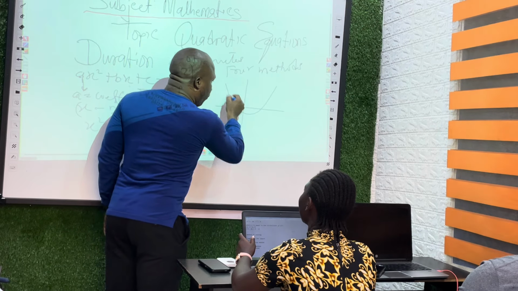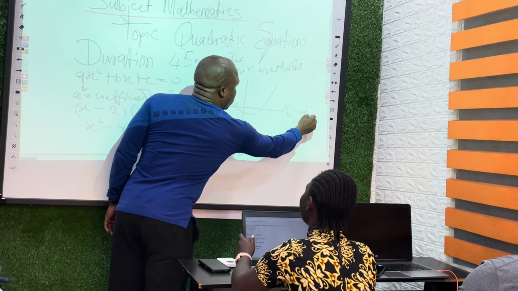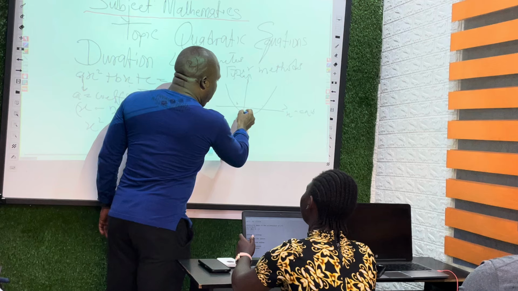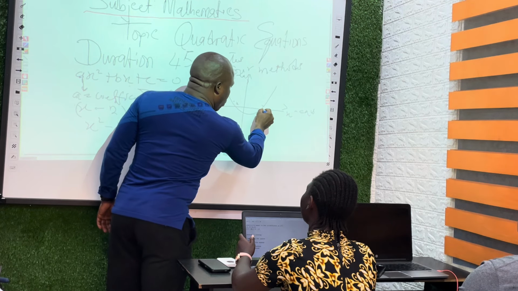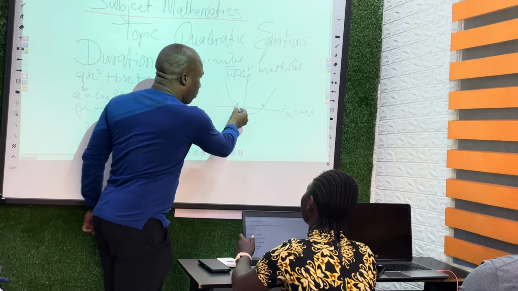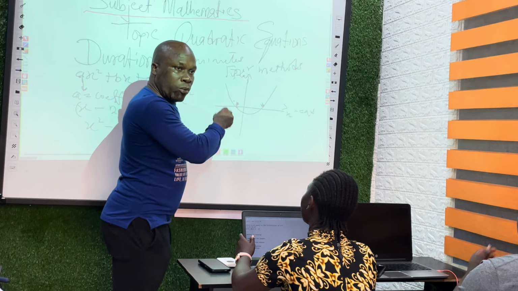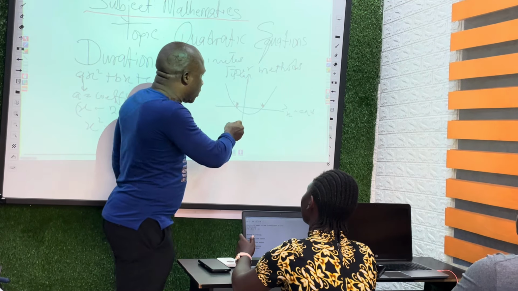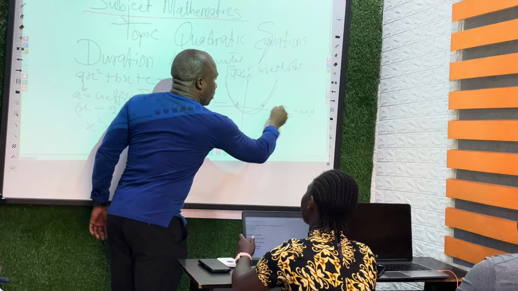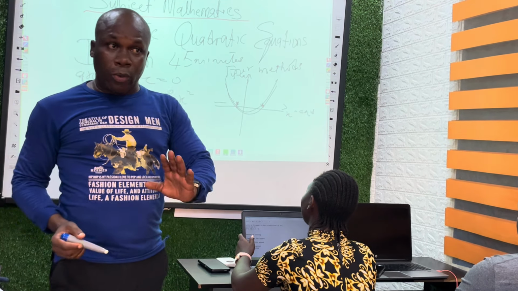Where this curve cuts the x-axis, because this is the x-axis, and this is the y-axis, these 2 points are the roots of the equation. That's the solution to the problem here and here. I said, when you are using the graphical method to solve problems related to quadratics, where you have this curve cut the x-axis, those 2 points are the roots of the equation. You okay with that?